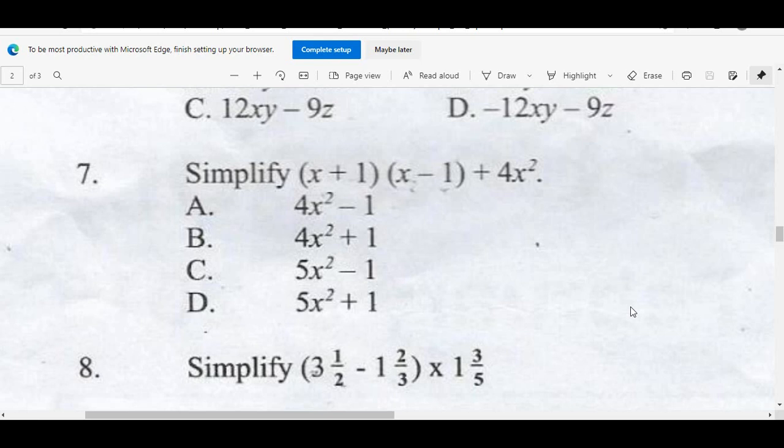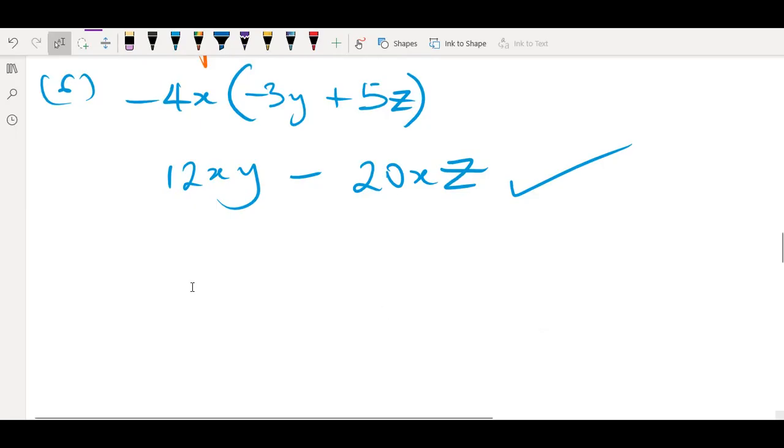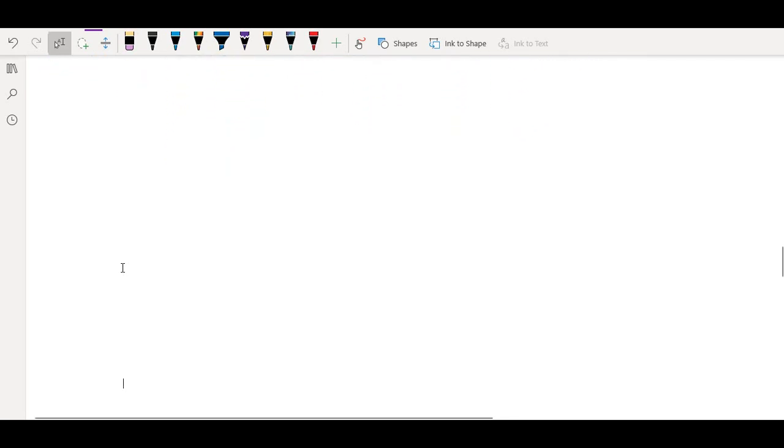Only 2 persons. GS1, what is happening? Have I not taught you that? Have I not taught you how to expand? Yes, sir. You don't follow the steps. Number 7, what's the question?